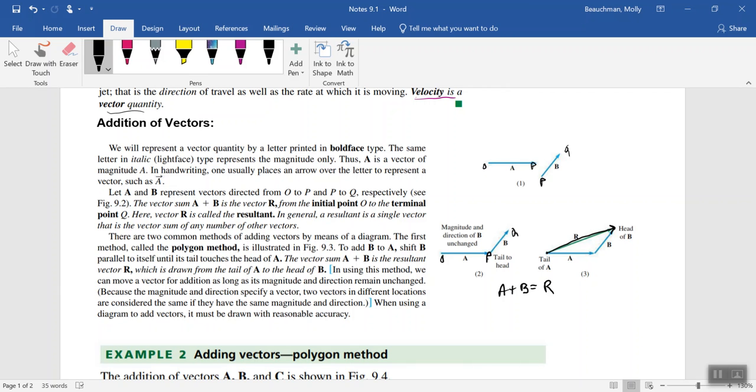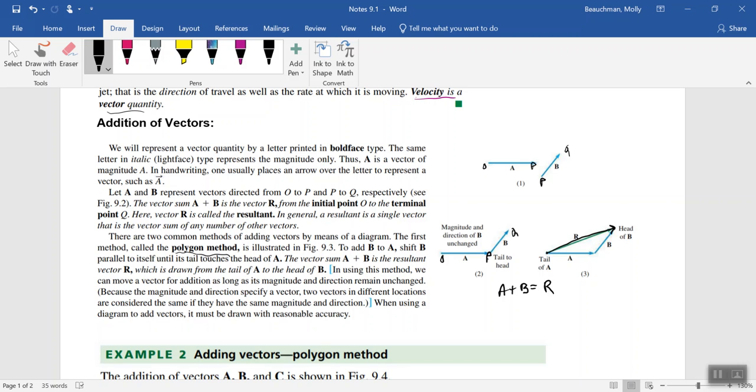So there are two common methods of adding vectors. The first method is called the polygon method, and that's what we just did right here. To add B to A, shift B parallel to itself until its tail touches the head of A. Then the vector sum A plus B is the resultant vector R, which is drawn from the tail of A to the head of B.